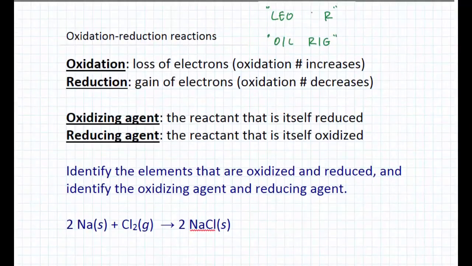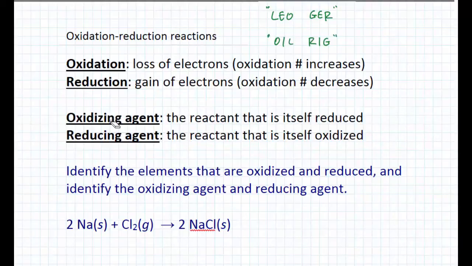The funny thing about that, I suppose, is that Leo and grr, the one talking about the lion, is what almost every chemist has heard through their training. And oil rig, the one involving petroleum hydrocarbons, is the one almost every biologist has heard in their training. So I don't know why, but whatever works for you. So that's what an oxidation and reduction is.